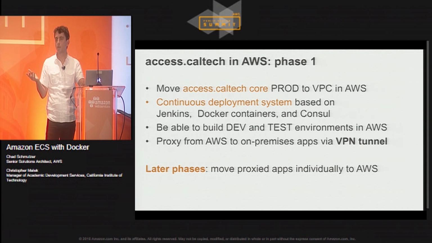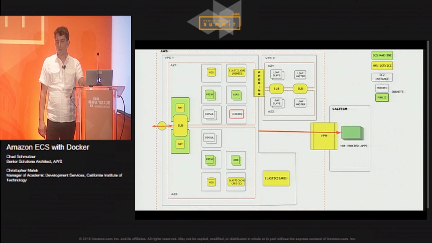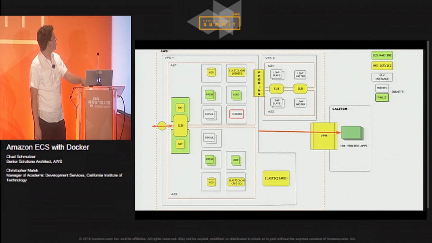Now, different people do this differently. I know you can use Amazon Direct Connect, but Caltech being on Internet2, we have a very fast connection to our local Amazon endpoints. So we use a VPN tunnel. And later we'll pick off individual apps and move them to the cloud. This is what we've got now.